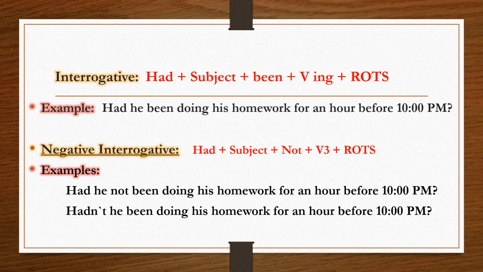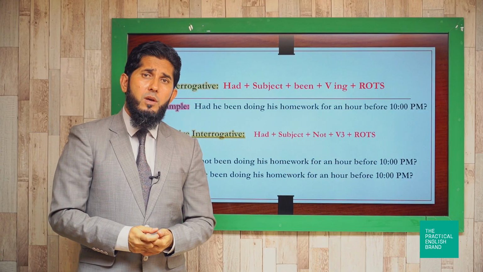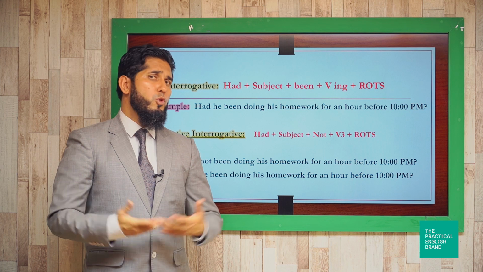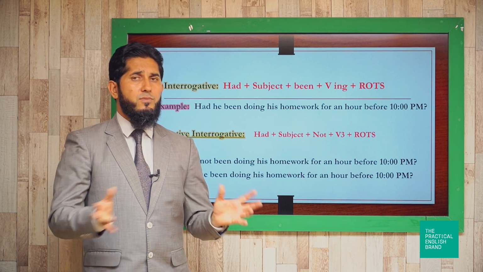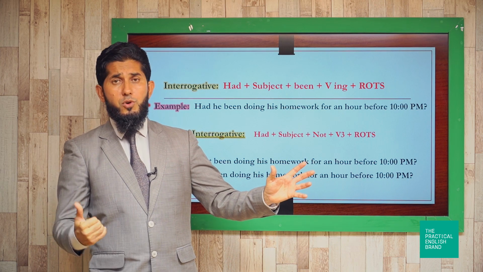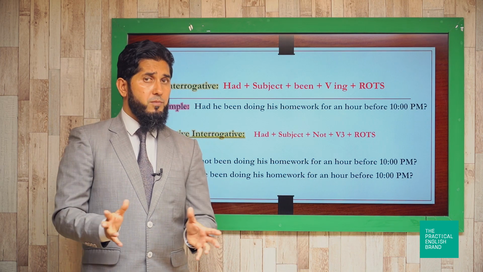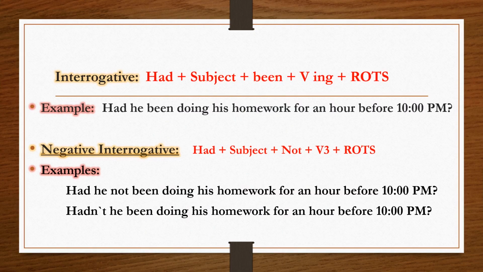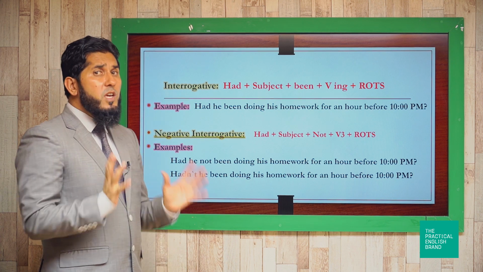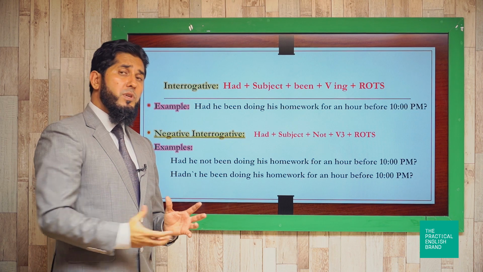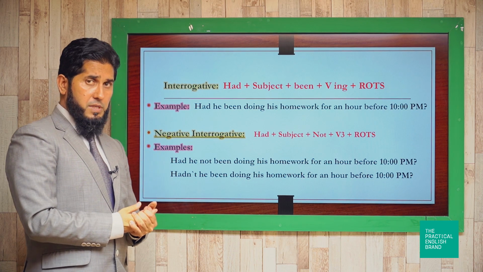Had he been doing his homework for an hour before 10 p.m.? Or for example, had you been teaching English for 3 years, for 5 years, for several years, for many years at that institution before you joined this academy, for example? So negative interrogative sentences, the helping verb had at the beginning, then subject, then not, verb third form, then the rest of the sentence. But keep in mind that this is the complete form of negative interrogative sentences.